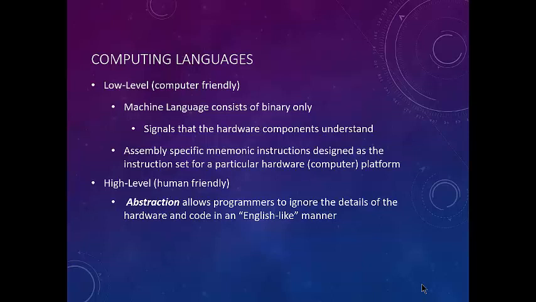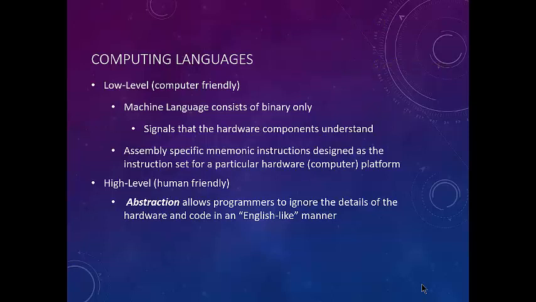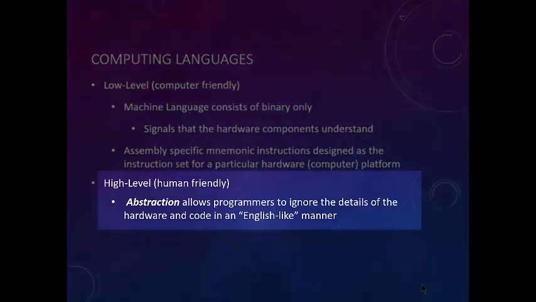Now, Java managed to bridge this gap a little bit in the late 1980s by introducing the use of a virtual machine for each type of platform, so that its language could truly be write once and run anywhere. This was a huge portability issue, and we'll talk a little bit more about this in a later slide. The focus of our course, though, is on high-level languages such as Java.